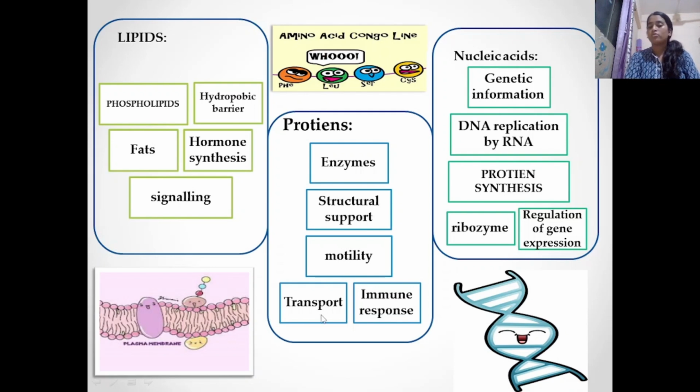Then proteins also help in transport and they also generate immune response. For example, we have antibodies in our system which help us to fight various diseases.